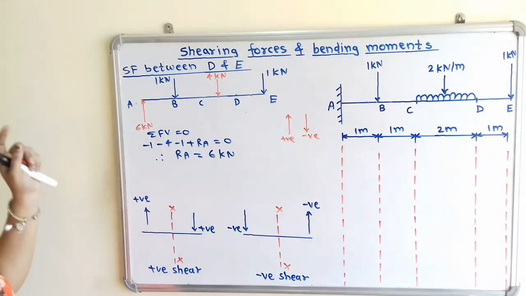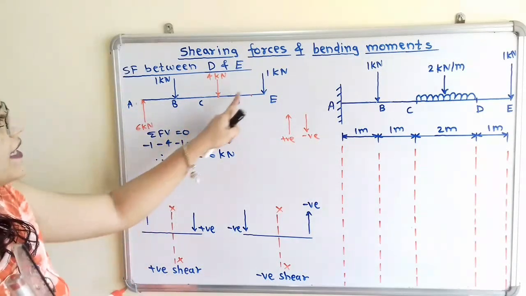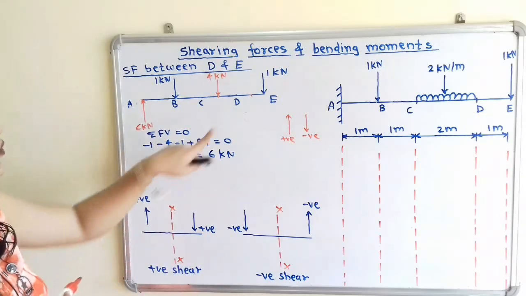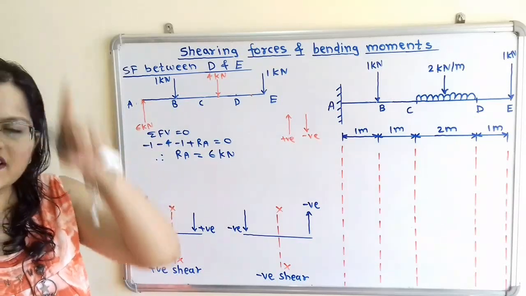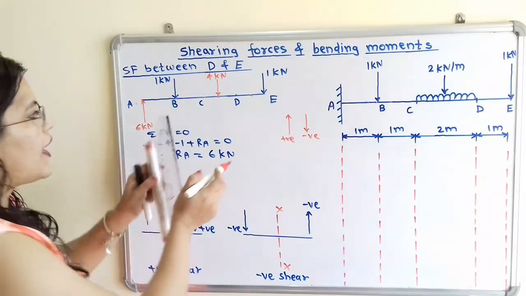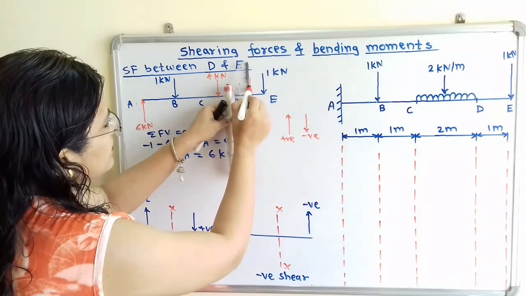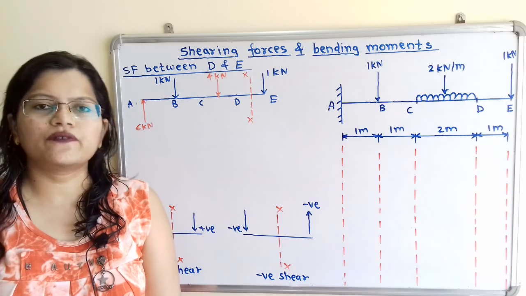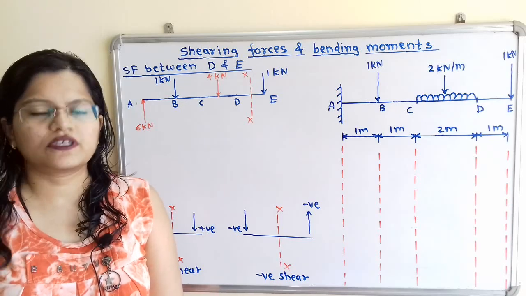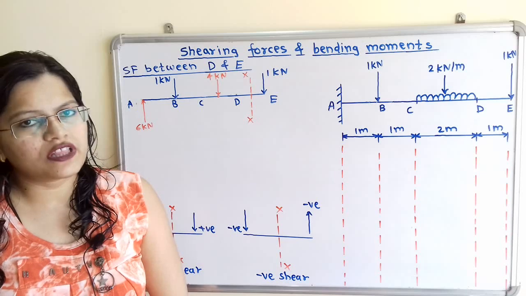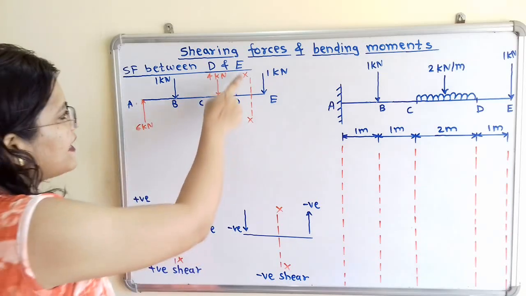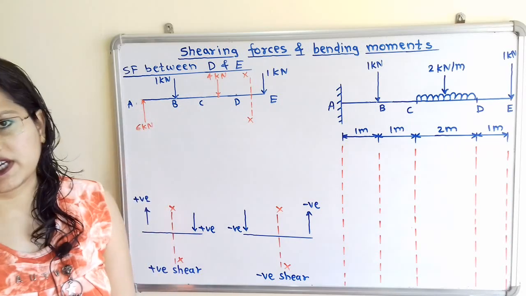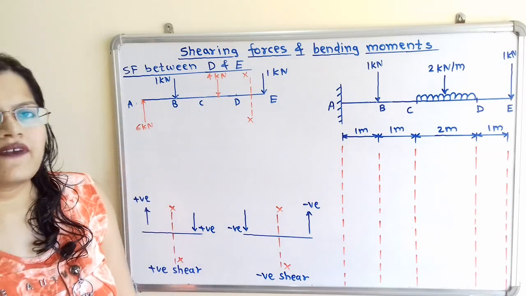Now we will find out the shear force in between D and E. So how to find out this? So we have to consider one section line in between this span. So I will show here the section line that is known as XX. There are two ways to calculate the shear force. We can take the summation of all the forces either on the right hand side of the section line or left hand side of the section line, and we will follow the sign convention rules.